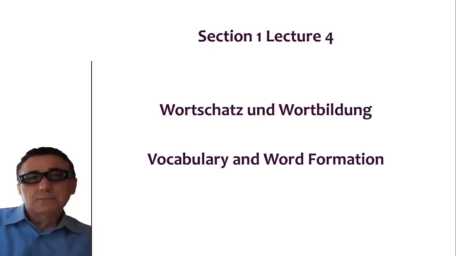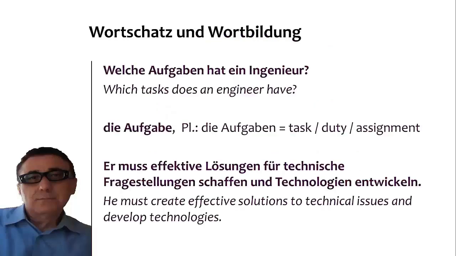In this lecture, we will learn some vocabulary and word formation rules related to the job definition of an engineer. Let's get started. We start with a very simple question in German. Welche Aufgaben hat ein Ingenieur? In this simple German sentence, we have the word Aufgabe. It means task, duty, assignment.